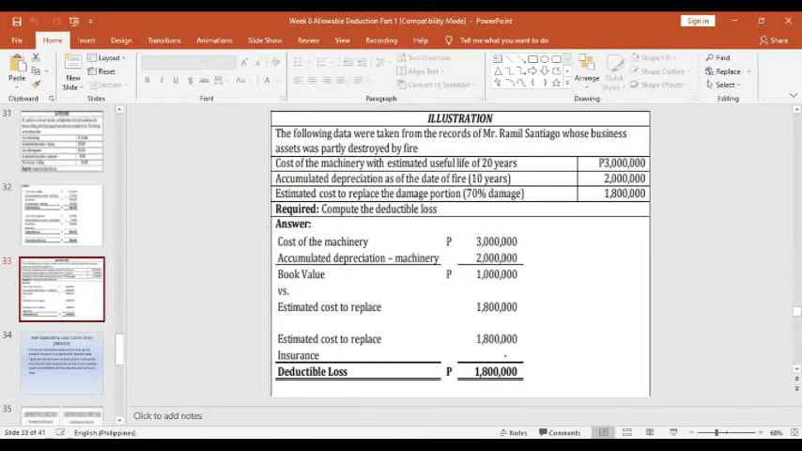So let us compute the deductible loss. The cost of machinery is 3 million, less accumulated depreciation for the machinery of 2 million, so the book value is 1 million. Then we compare the book value to the estimated cost to replace. As per our rule, whichever is higher. The estimated cost to replace is higher than the book value, so the estimated cost to replace is the one to be deducted first, less the insurance. So the deductible loss is 1.8 million.